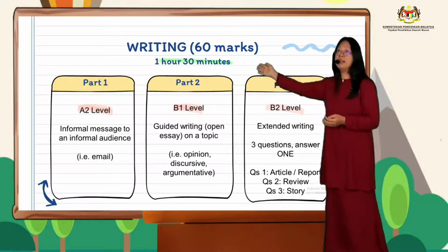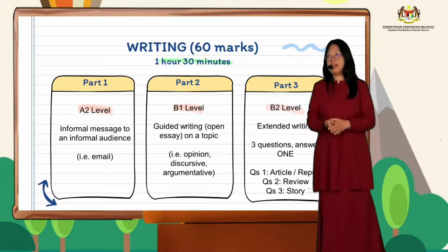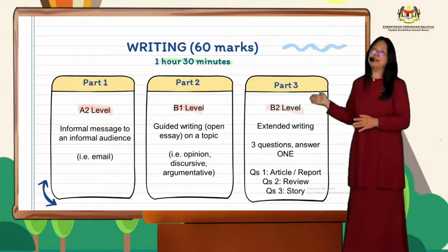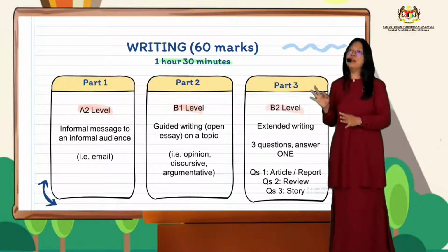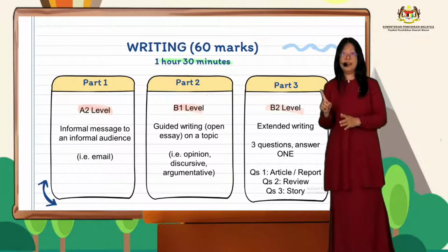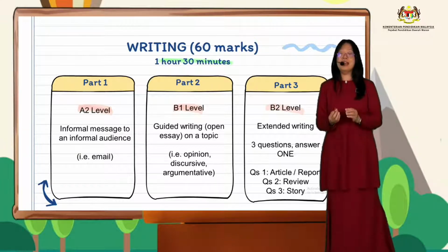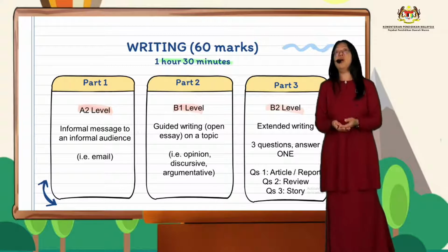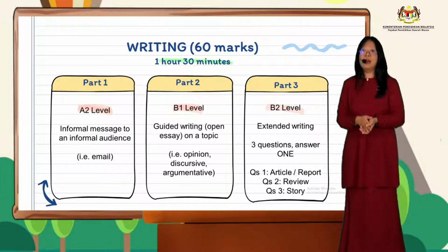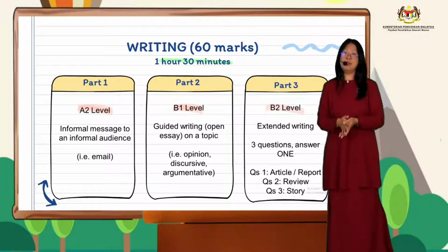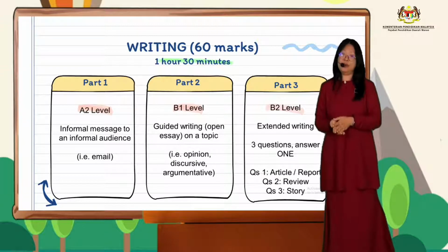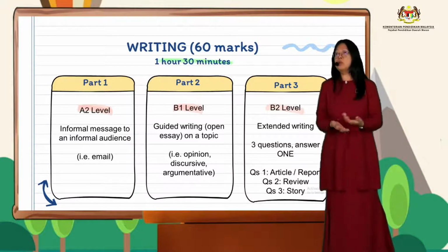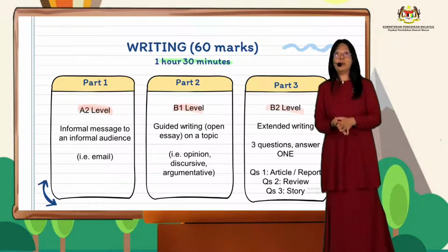So part 1 and part 2 are compulsory tasks, but in part 3, you have a choice. You will be given 3 questions and you only need to answer 1. For question 1, it can either be an article or a report. For question 2, a review. This is something new for SPM. And for question number 3, it's a story. If you like to write stories, if you always create your own story, maybe this is where you might want to score.